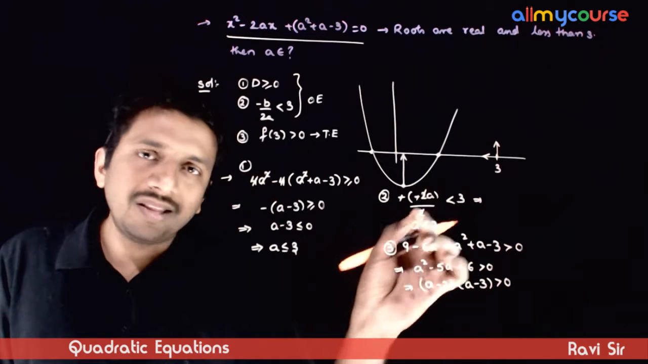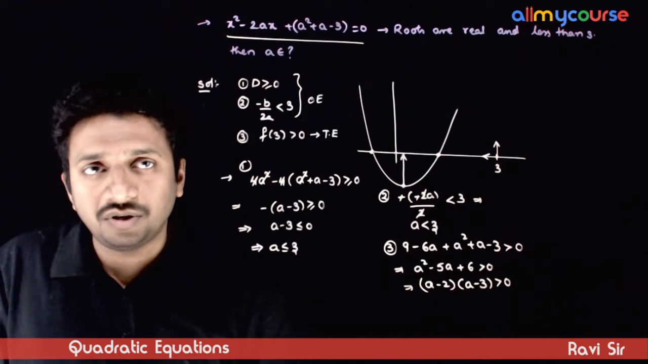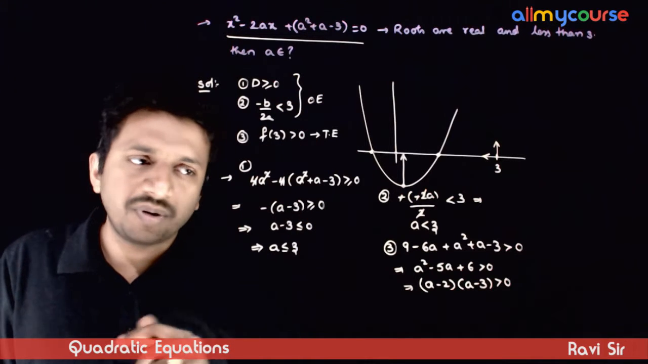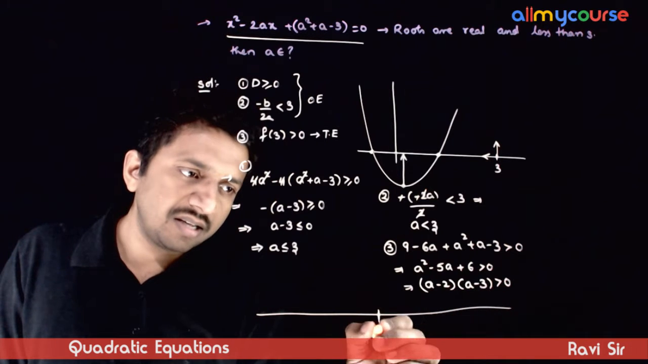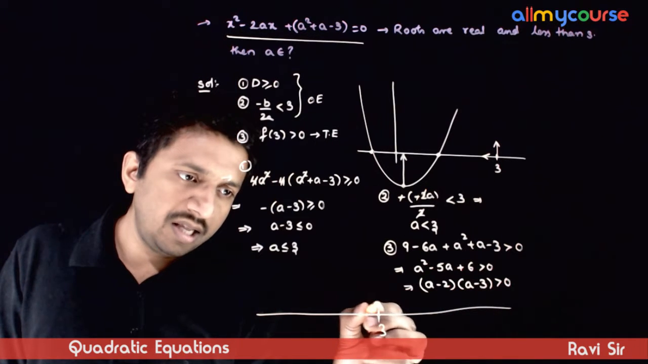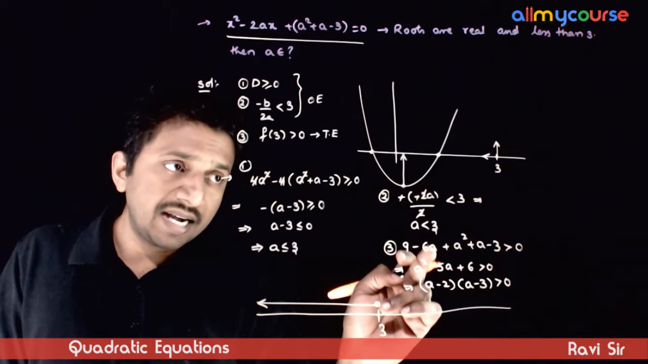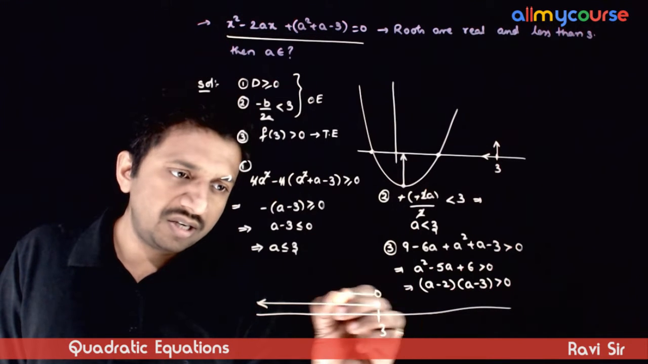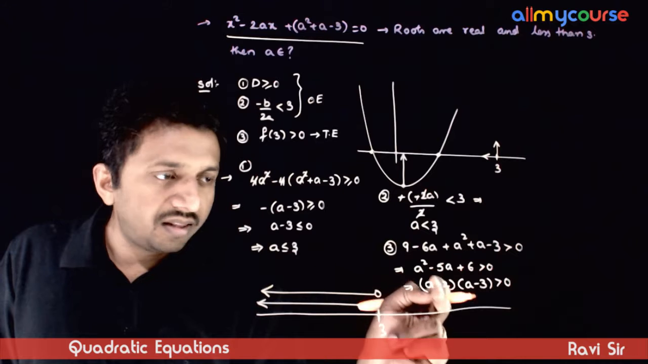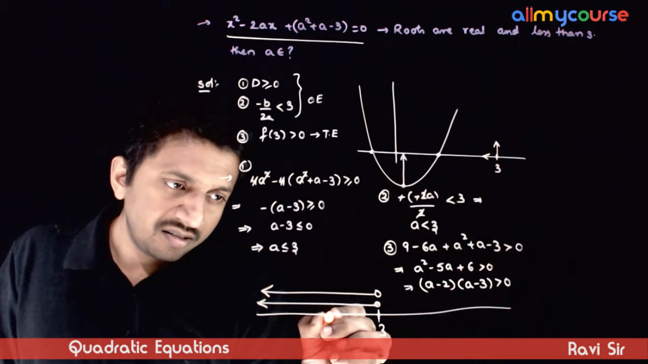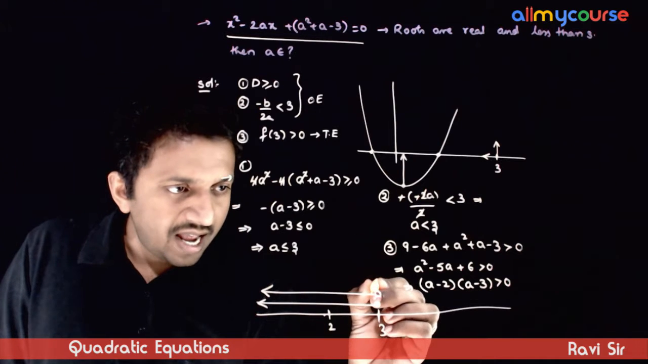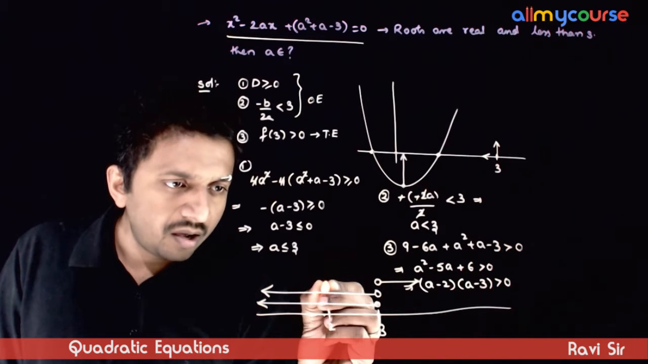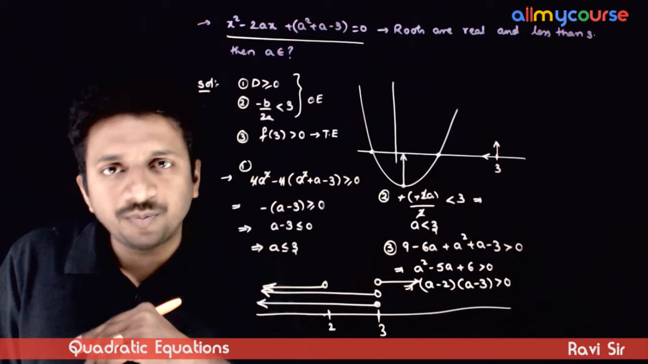So let us take all these conditions and see the common solution, because all these three have to happen. If you take the real line, the first condition says that a is less than or equal to 3. The second condition says that a has to be strictly less than 3. The third condition says that a should not lie between 2 and 3. It is either a is greater than 3 or a is less than 2.